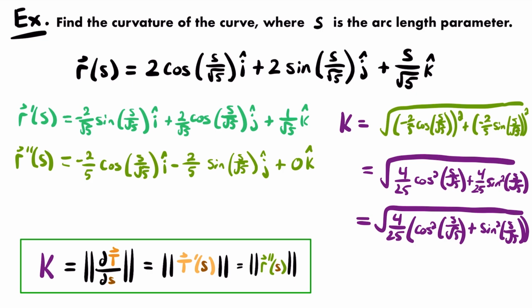All right, so really what we get here is the square root of 4/25 times 1, and anything times 1 is itself. So we have the square root of 4 divided by 25, which gives us 2/5. 2/5 is the value of the curvature for the curve represented by this vector function. It is important to notice here that that curvature is a constant value, so the curvature doesn't change depending on where you are along the curve, which is pretty interesting, but that is the result that we found here. Okay, let's take a look at another example.